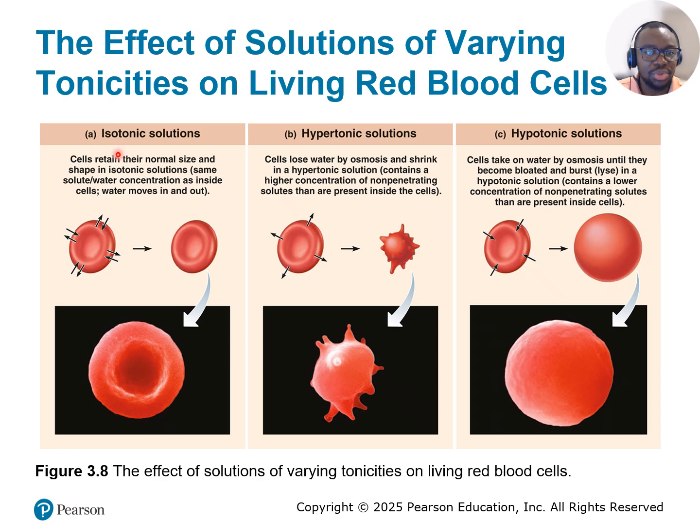An isotonic solution has the same osmolarity as inside the cell, so the cell retains its normal size and shape with an unchanged volume. Water moves into and out of the cell with no net gain or loss of water. A hypertonic solution has a higher osmolarity than inside the cell, so water flows out of the cell, resulting in the cell shrinking. There is a net loss of water from the cell. Shrinking is also referred to as crenation.